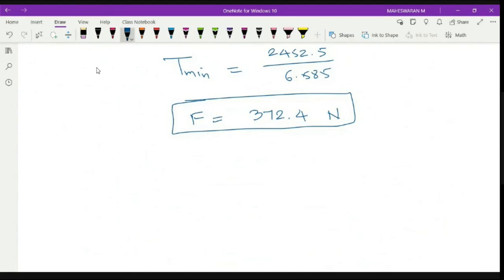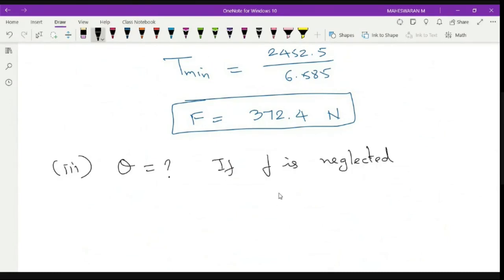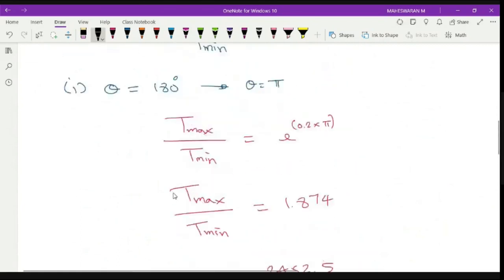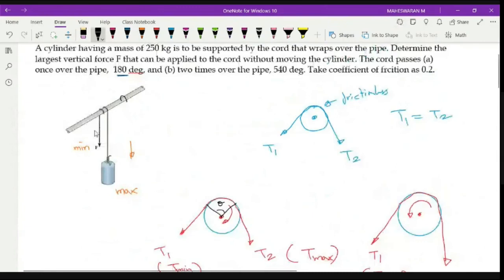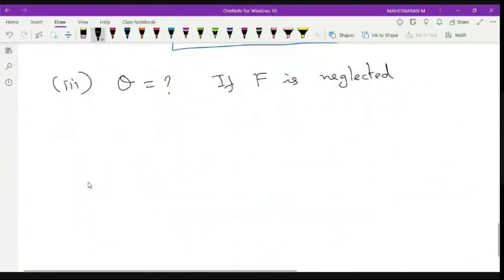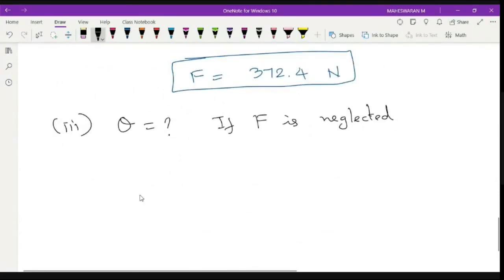So I'm going to include one more question now. What will be the angle theta if F is neglected? F means my force on the other side is neglected. So it is like I am wrapping around those 3 or 4 times, and I am leaving that. So this 250 Newton object will not come down. It will stand at that particular location. What is the minimum degree required to wrap it? Okay, so let me consider this.